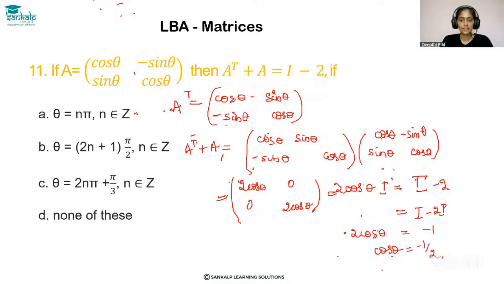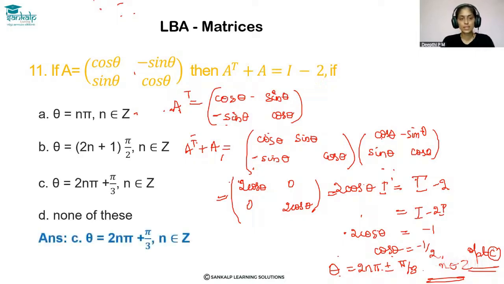So cos negative is in the second quadrant. So theta will be 2n pi plus or minus pi by 3. So cos half is pi by 3, for all n belongs to Z. So this is option C. Option C is our answer.